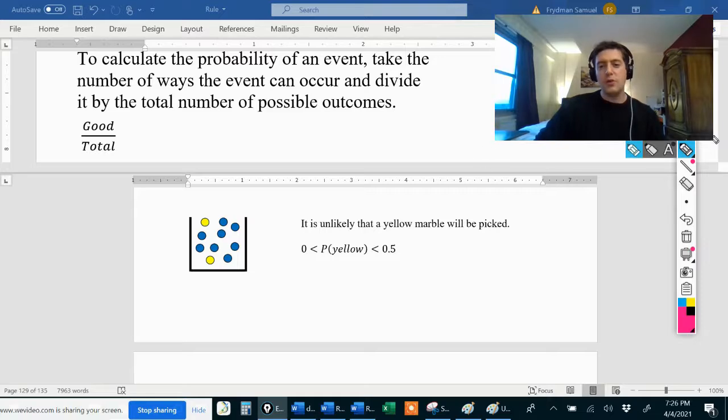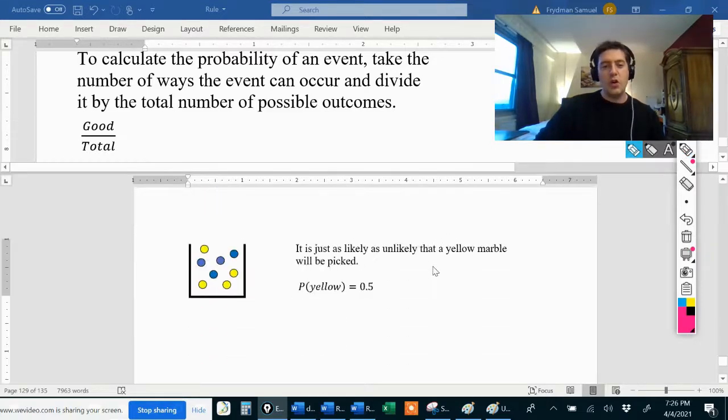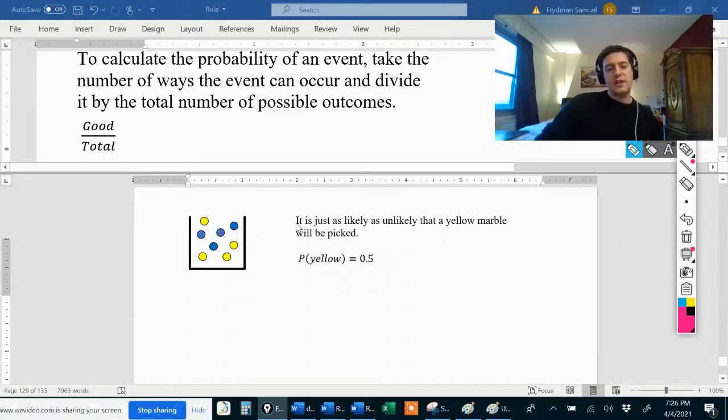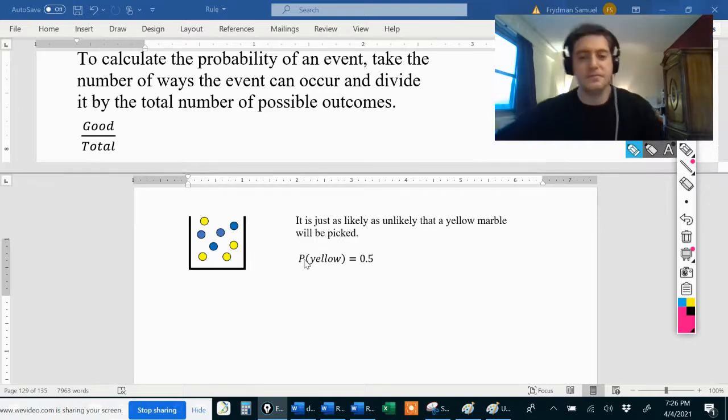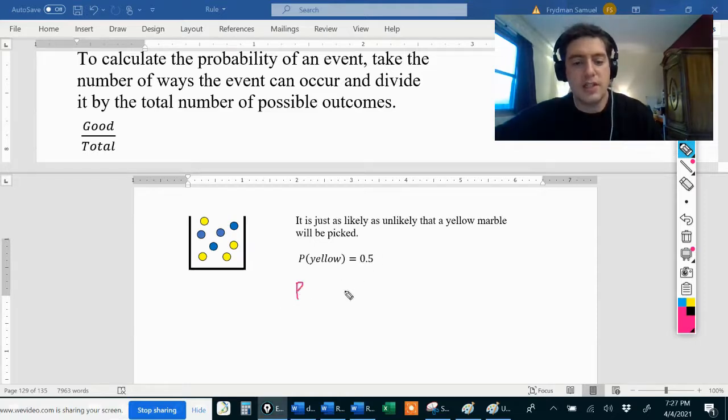Okay, now, what if over here we have something which is just as likely as unlikely? What would the probability of picking a yellow marble here be? Well, we should get 0.5. Let's see if we do. So the probability of picking a yellow marble, I want to take all of the good marbles.